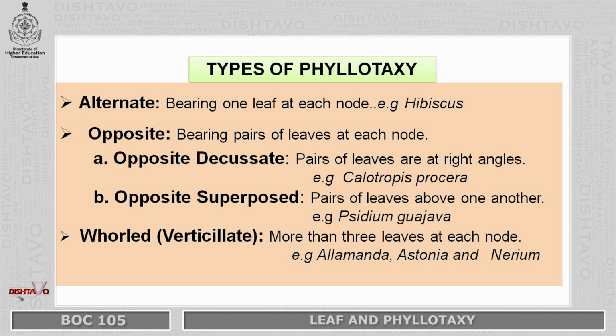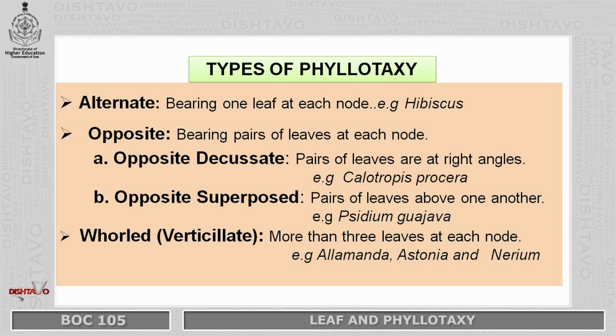Whorled phyllotaxy, two examples have been cited here, where Nerium indicum and Allamanda cathartica show more than three leaves or three leaves in Nerium and more than three leaves in Allamanda, wherein they are arranged in a ringed manner, and this type of phyllotaxy is called as whorled phyllotaxy.